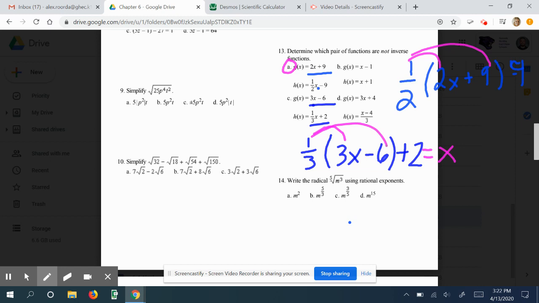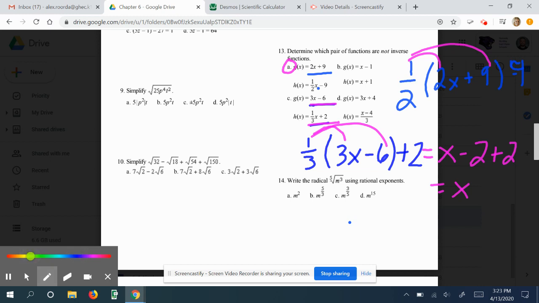Okay, 1/3 times minus 6 would be minus 2. And then plus 2, when I simplify, I get just x, right? So when I do that, I have a good idea that those two are going to be inverses of each other. Now going the other way, I'm going to take h of x and put it into this one.